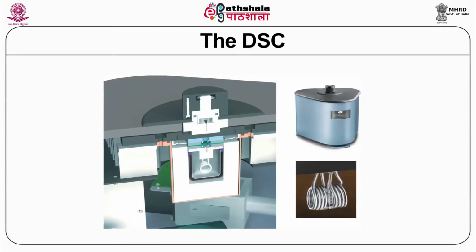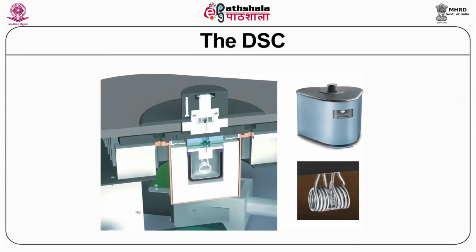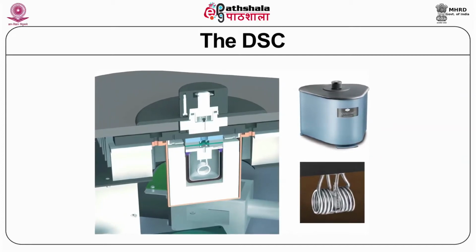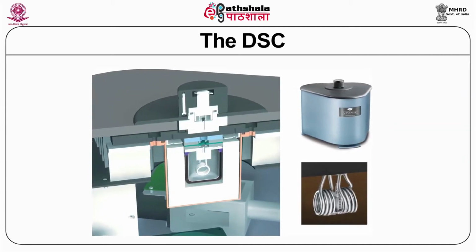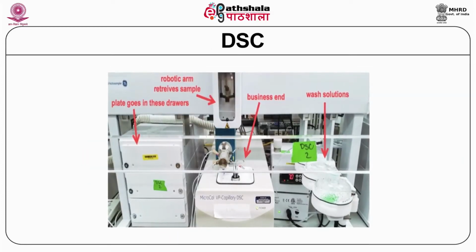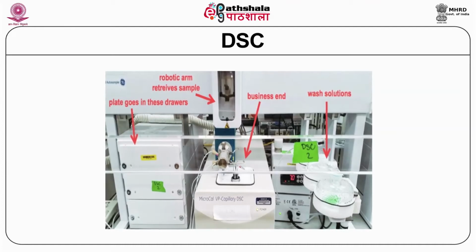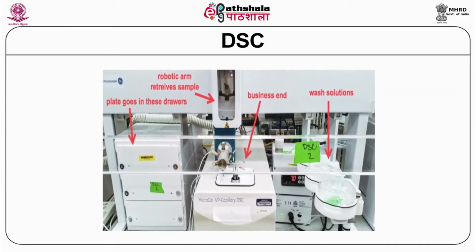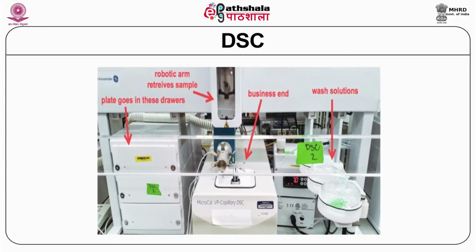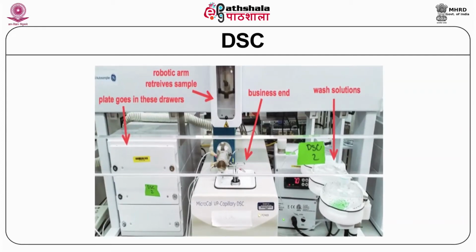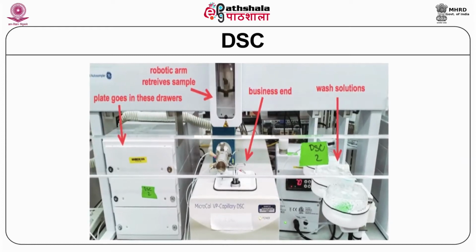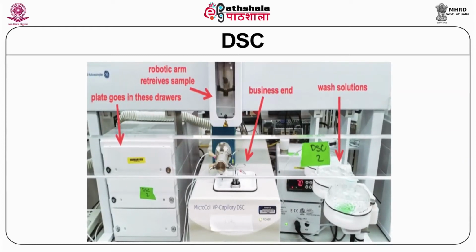So, to start with, this is how a DSC instrument looks, similar to ITC, but it has a coil. You can see the various major parts, where the sample is kept, where the solution is washed. All of them are labeled neatly to understand. The plate goes into this robotic arm, which receives the sample and so forth. So, it can be used for a large number of samples.